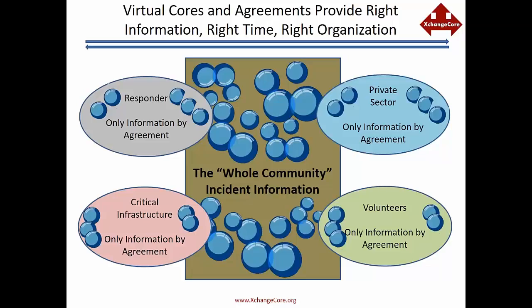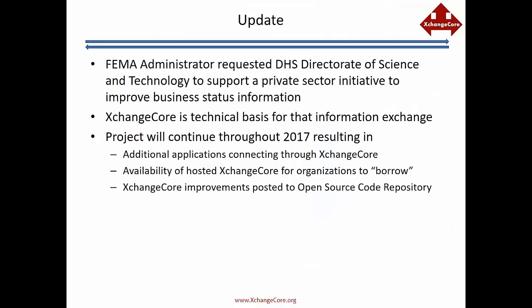How does that look? The whole community incident information. Responders getting the information they need. Critical infrastructure getting the information they need. Volunteers, private sector, all those being able to share through XchangeCore to get that proverbial right information at the right time to the right organization.